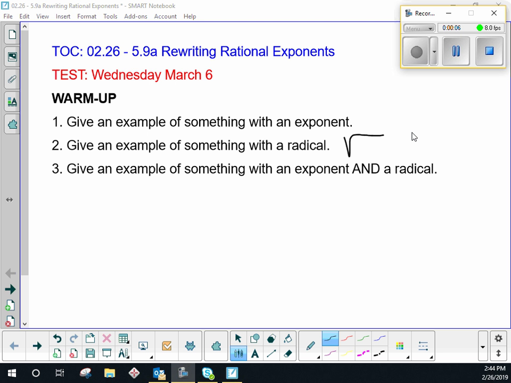Okay, so here are some examples y'all gave me for number one. I wanted something with an exponent, and I have things like this: x squared, which is great. 3 to the 4th is great. 9x squared plus 6 is great. 2 squared and b squared. Okay, so here are some things with exponents, which is what I asked you to find.